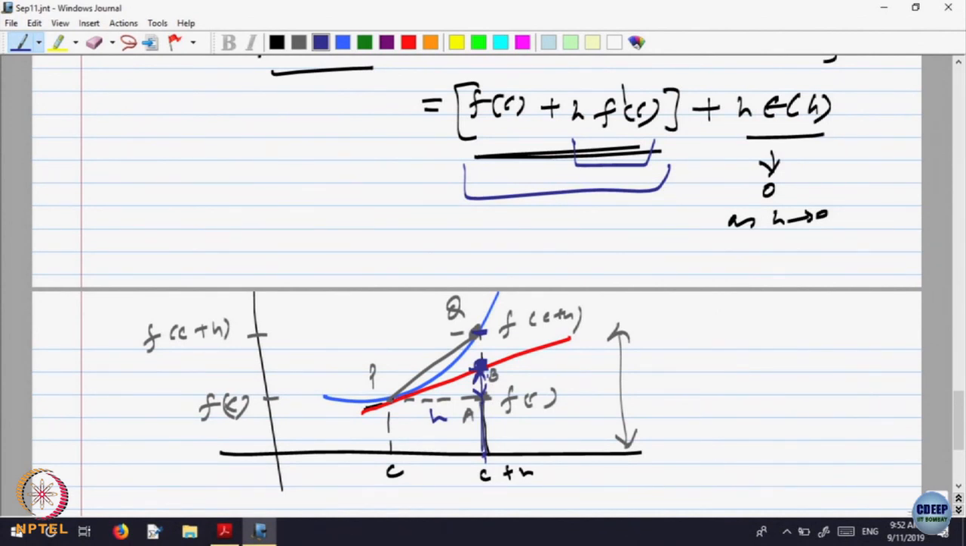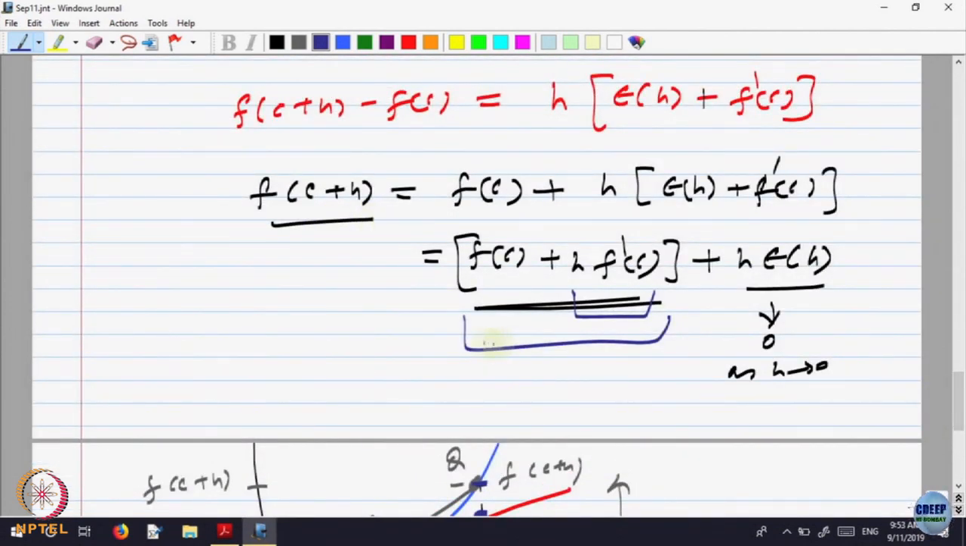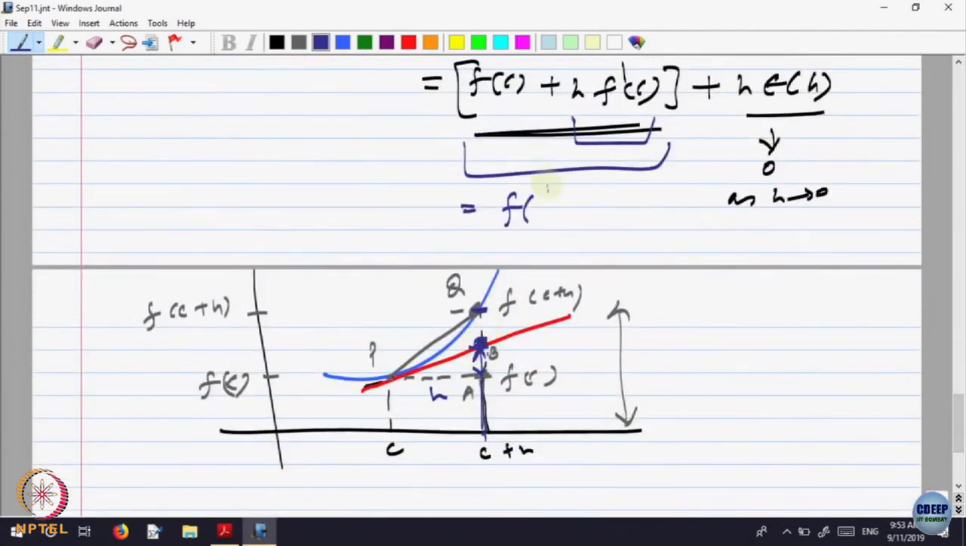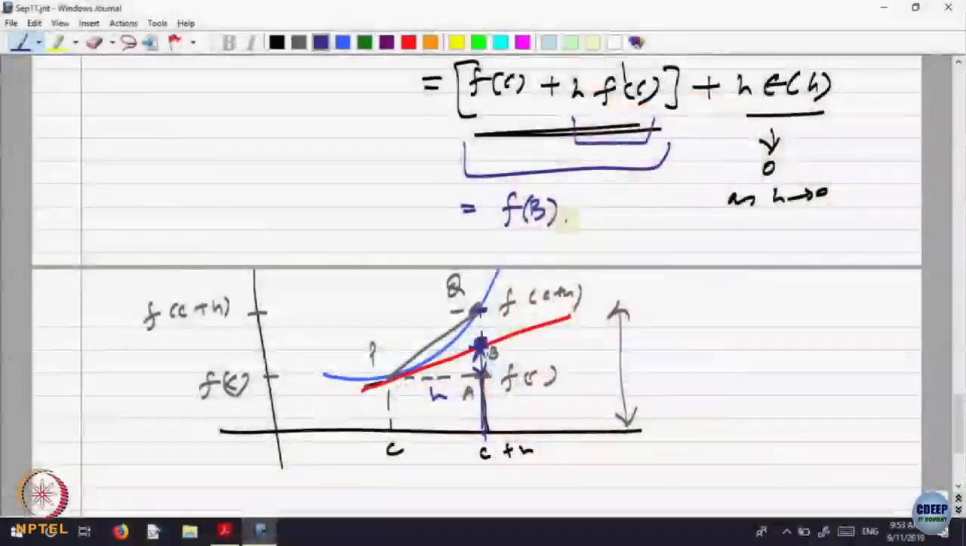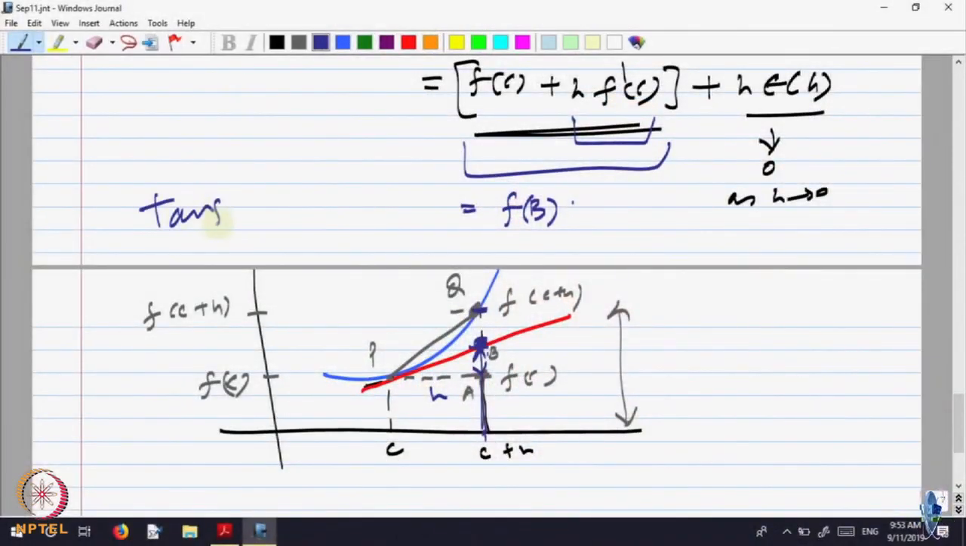So, what you are saying is, instead of taking the value of the function at the point C plus H, you are taking this value. So, I can write this as f at this point B, if you like. Where is the point B? B is on the tangent line. So, instead of looking at the value at f of C plus H, you look at the value at the tangent line. That is a good enough approximation, plus some error will be there, which goes to 0 as H goes to 0. So, this is the reason this is called the tangent line approximation.